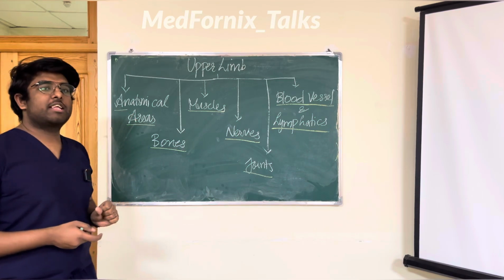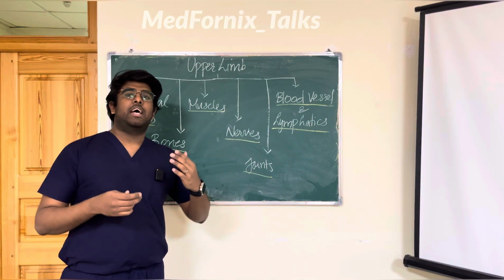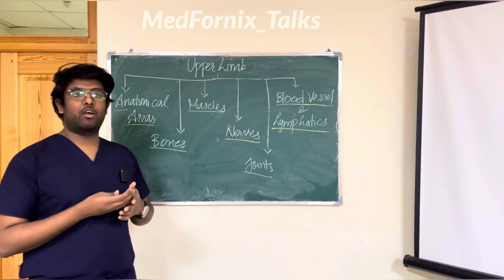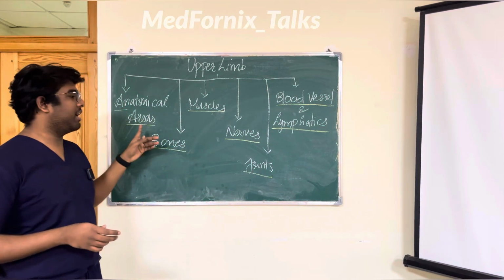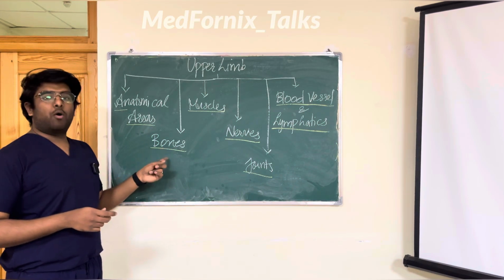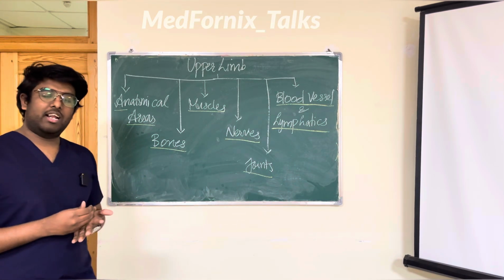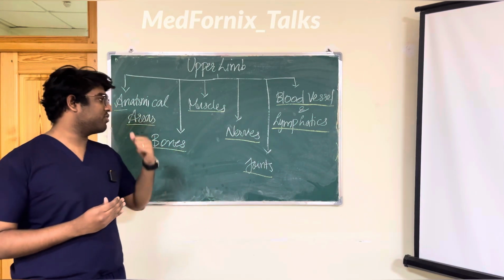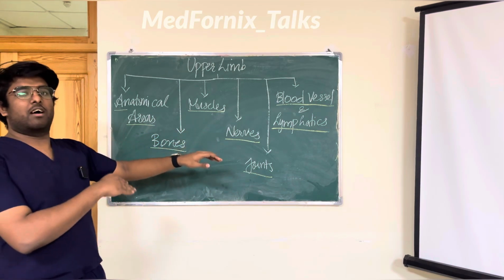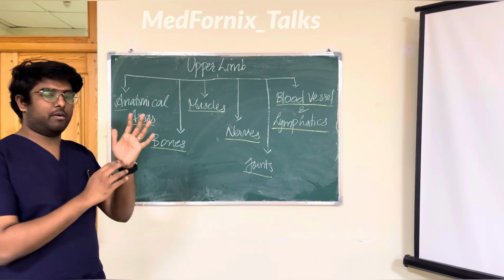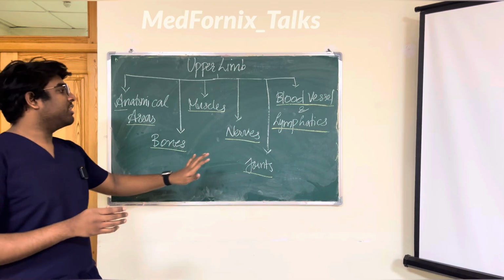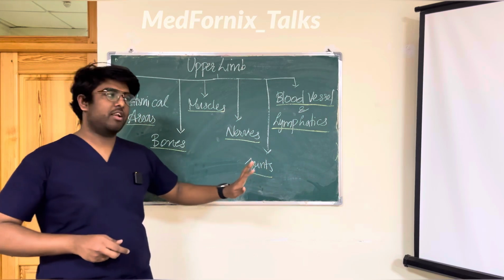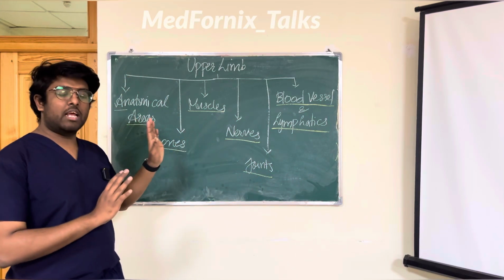In anatomical areas, I will talk about the cubital fossa, the scapular region, the triangular area, the quadrangular space, these kinds of things. Then bones: we will talk about the humerus, radius, ulna, then carpals, metacarpals, phalanges, the clavicle and also the scapula. Then muscles associated with the hand, forearm and brachial region, the nerves, joints, blood vessels and lymphatics. In this topic, we will cover everything about the upper limb.